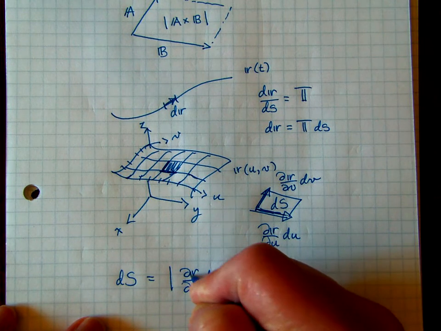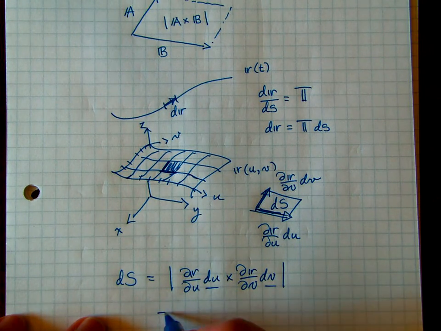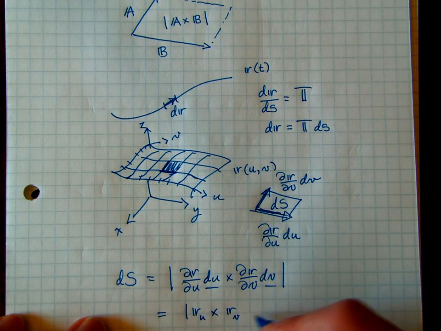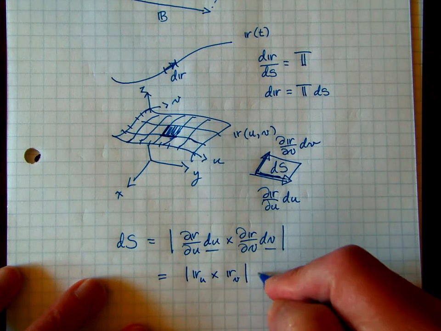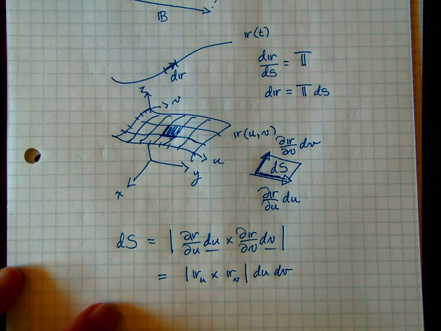Now keep in mind, du and dv are just scalars. I'm going to factor them out, and we're going to have r_u cross r_v, where I'm using subscript notation for partial differentiation because it's more convenient.